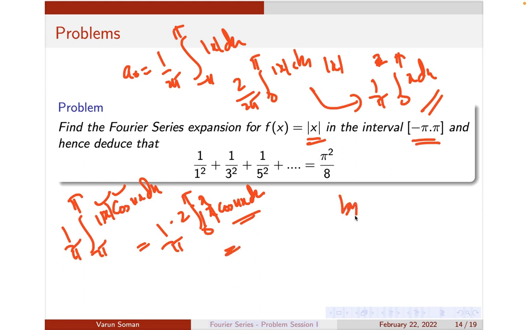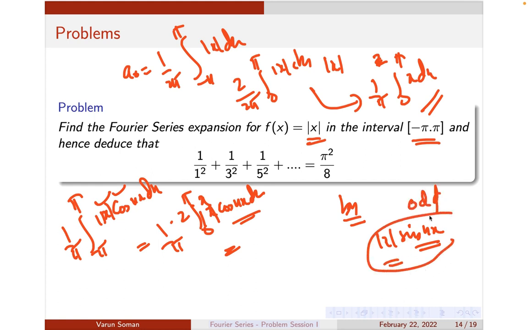And the calculation of bn is very simple, because when you consider bn, you will be looking at the function mod x into sin nx dx. Now you know that sin is odd, mod x is even, so this entire thing will become odd, so the integral will simply become 0. So bn terms will not be there, only an terms would be there.